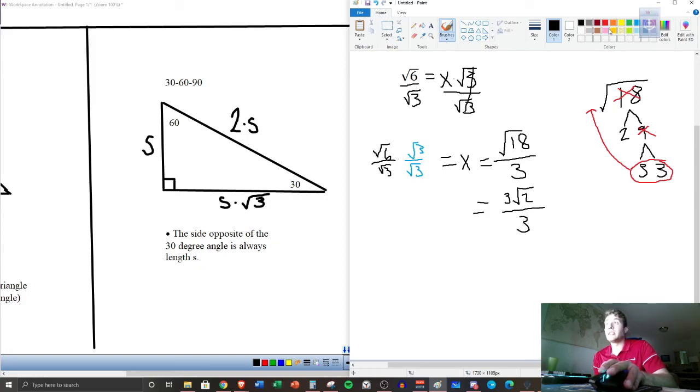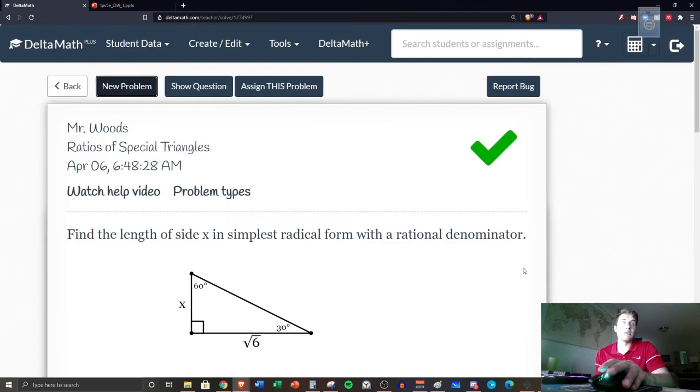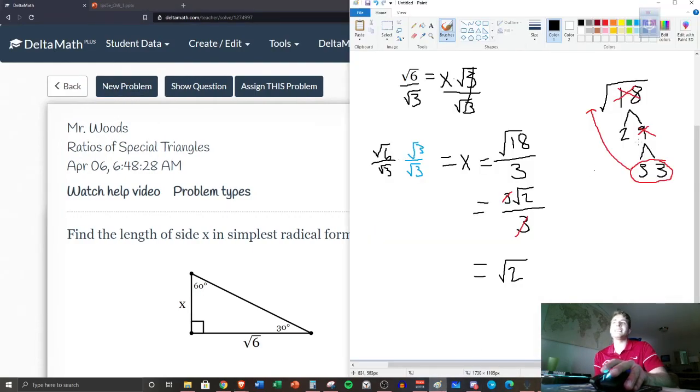Now, you'll notice that these 3's can cross out because they'll simplify. And our answer to this problem is square root 2. That's the actual answer. So we pull up Delta Math, square root 2, submit, and that's going to give us the right answer. Okay, so hopefully that's not too confusing, and maybe you remember doing that, especially those in Coach Hammond's class. But you will run up upon a couple questions like that.